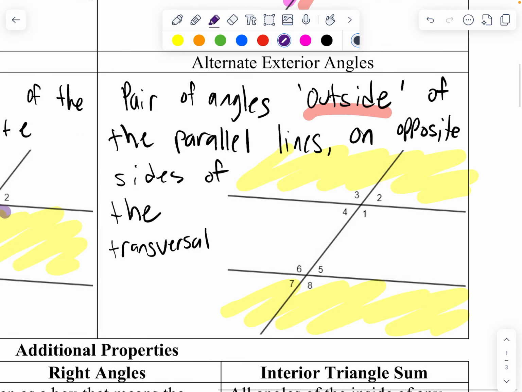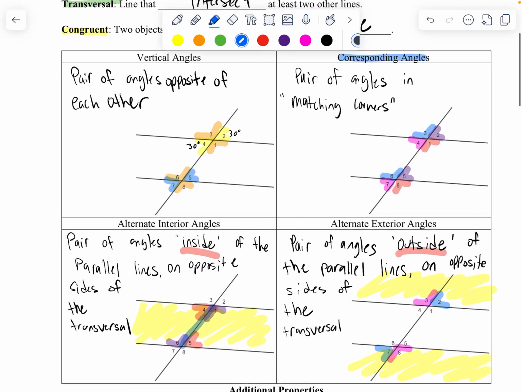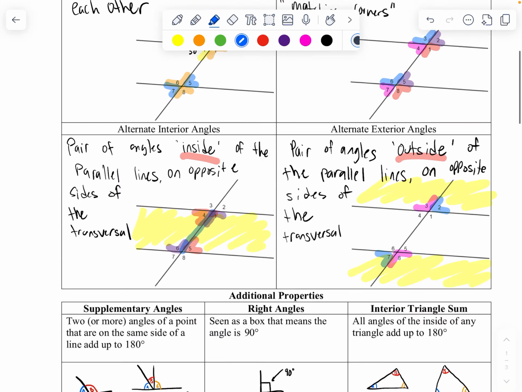Okay. Now, if we're talking about alternate exterior angles, we're looking at that yellow highlighted section, right? Still on the opposite side, the alternate side of the transversal. So we have 3 and 8 are alternate exterior angles, as well as 7 and 2 are alternate exterior angles. So those are your main 4 congruency theorems when it comes to parallel lines and transversals.